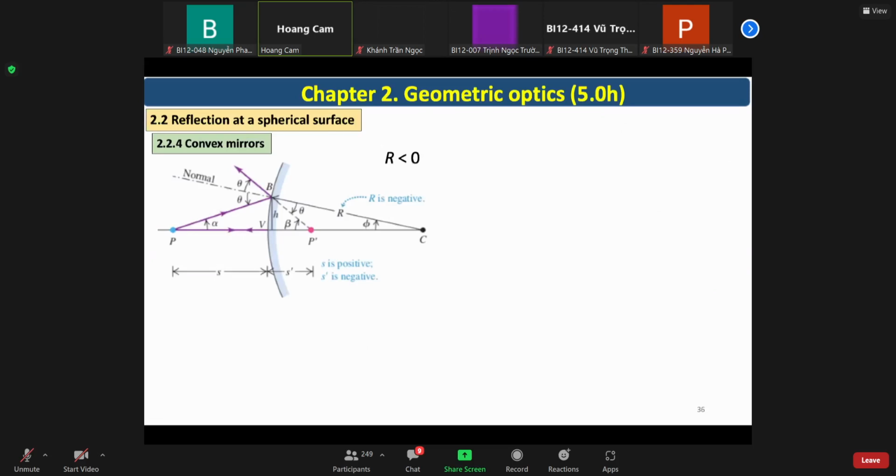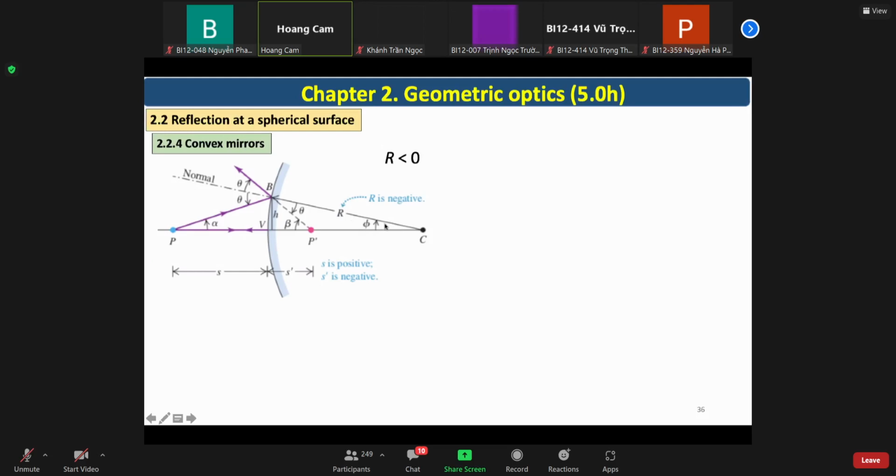So we just studied the reflection of a spherical surface, but for the case of the concave spherical surface. So now we will deal with another case of the spherical surface. We can say the name is convex spherical surface, or convex surface is okay. So here we deal with the convex mirror.